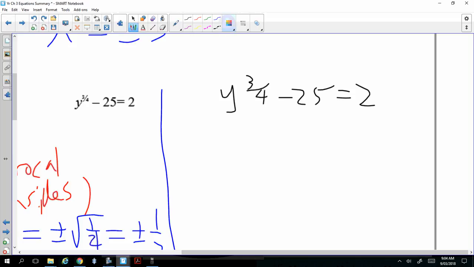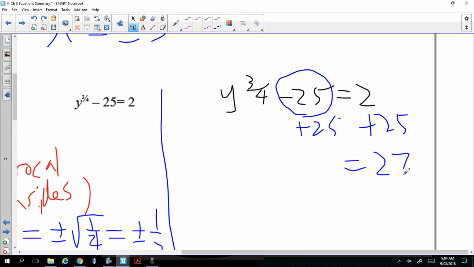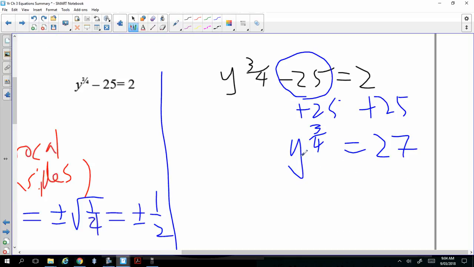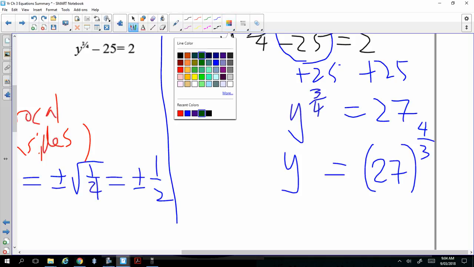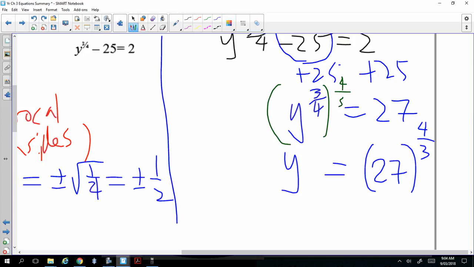So just add 25 to both sides. So you get 27 equal to y to the power 3 over 4. And interpret what 3 over 4 is. Actually, an easier way is just go 27 to the power of 4 over 3, right? You just reciprocal the powers. So you just raise both sides to a reciprocal power, because that will have the effect of cancelling. Okay?